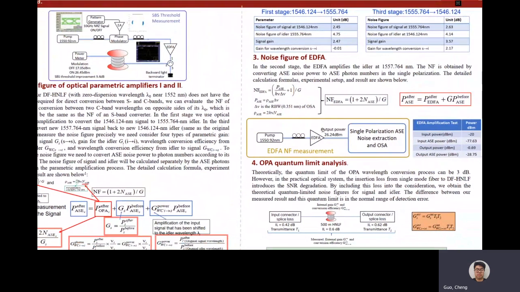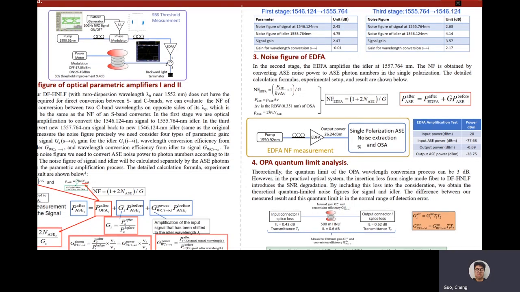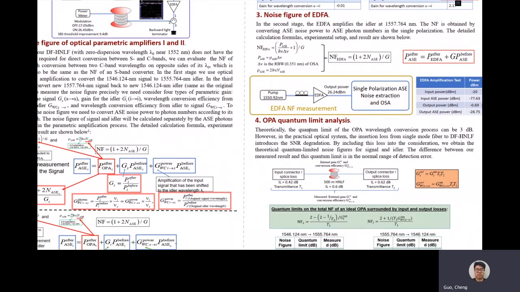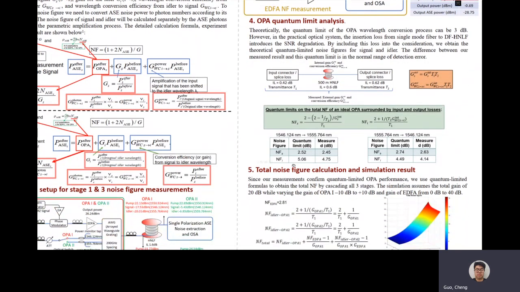And in the third stage, we measure the noise figure of EDFA. We measured the noise figure of EDFA at the normalized amplification gain given by the manufacturer. And in the fourth part, we give the OPA quantum limit analysis. This basically gives you the theoretical limitation of the noise figure of this system. You can see here our noise figure is a little bit smaller than the theoretical limitation, but it's acceptable due to the drift error of the experiment.